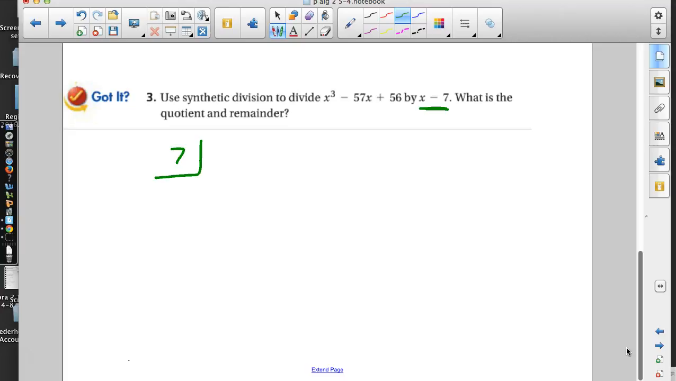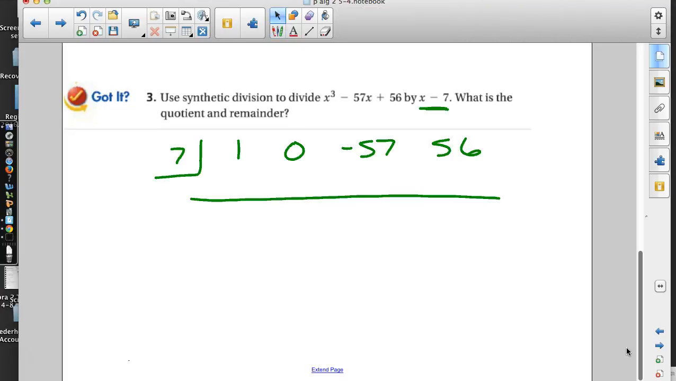So I start thinking, I've got a 1x cubed, a 0x squared, a negative 57x, and then 56 for the constant. So the only one that was missing was the x squared, but I have to have that 0 in there. Synthetic doesn't work without that 0. Even if your constant is missing, let's just say this had stopped right here at negative 57x, we'd have to put a 0 on there to make sure that it works. All right, line for calculations.